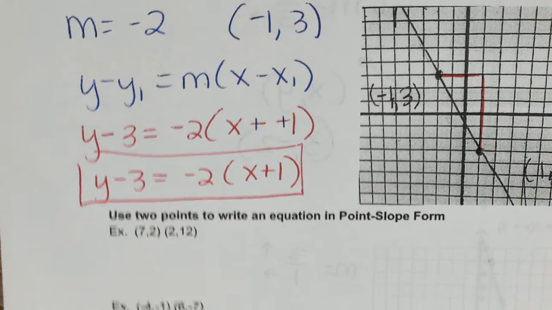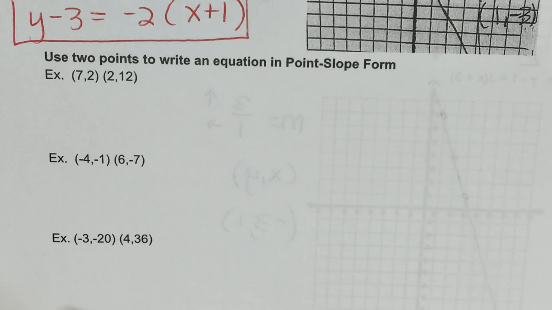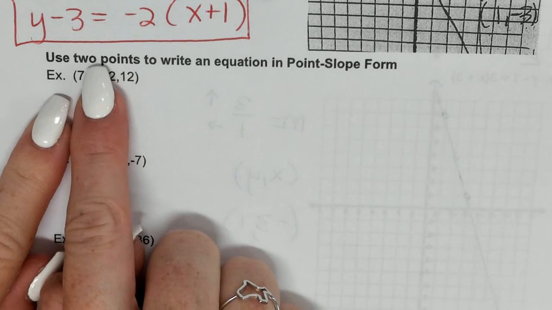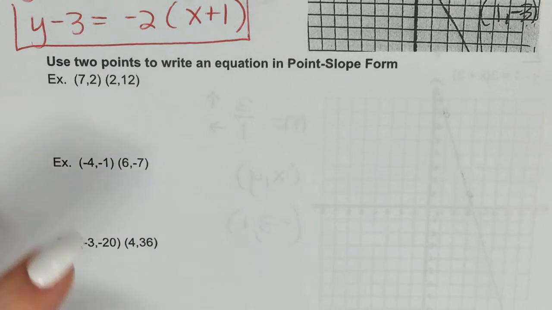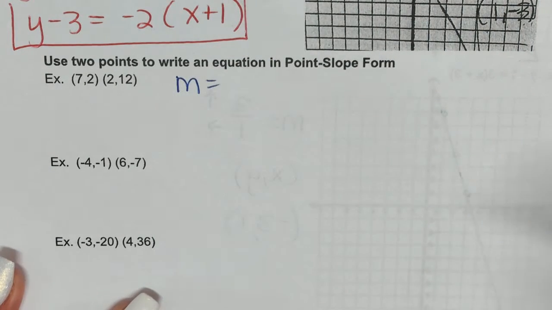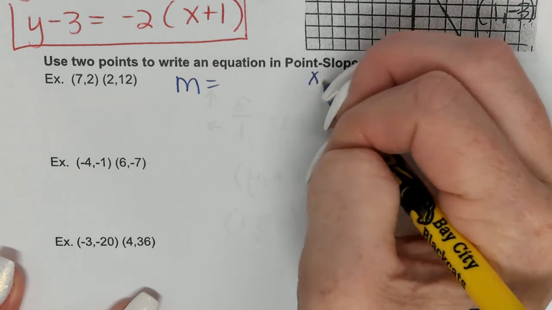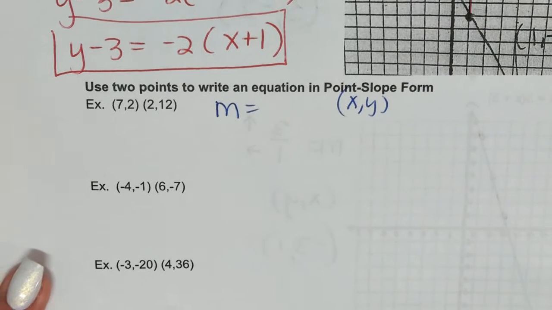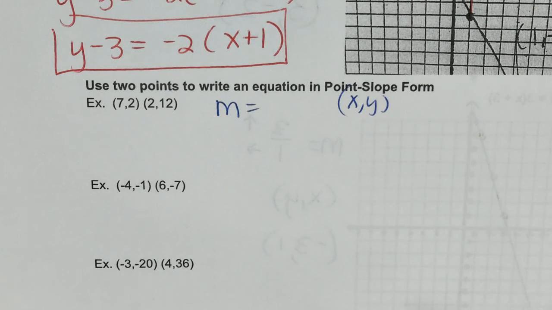All right. The next part, use 2 points to write an equation in point-slope form. Again, we are not doing slope-intercept form. Does everybody understand? I know you've got that down. You could use stat, but right now we're using point-slope form. To have point-slope form, I need 2 things. I need a slope and a point. So you have to decide which of those points to use. But I would solve for slope first.